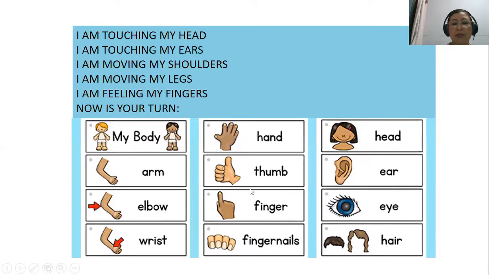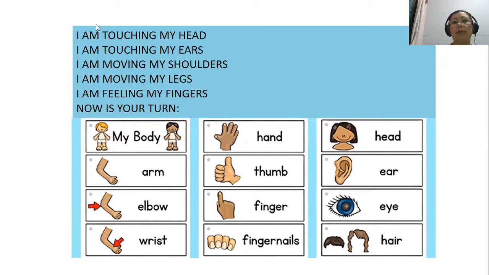I have here some small parts that we already see. My body is the complete situation. The arm is, you have superior members, your arms. In your arm, you have the elbow and your wrist. You have your hand, you have your thumb, your fingernails. Okay, and then we have the toes for your feet, right? Head, your ear, your eye, and your hair.